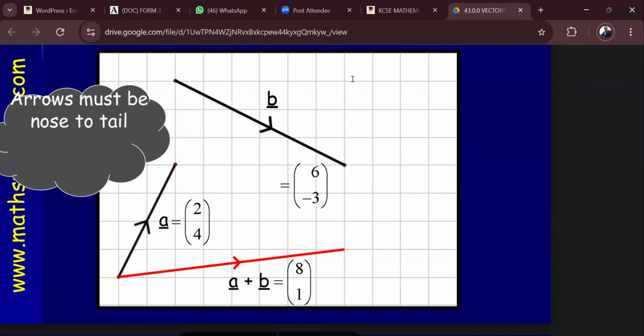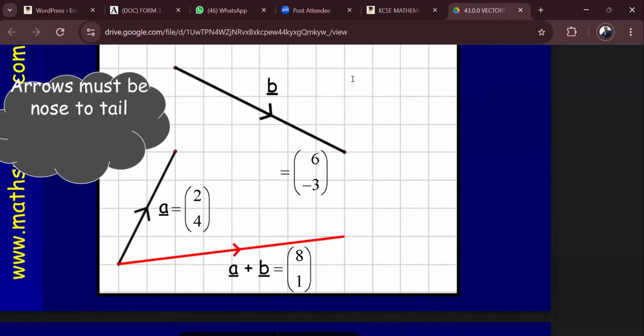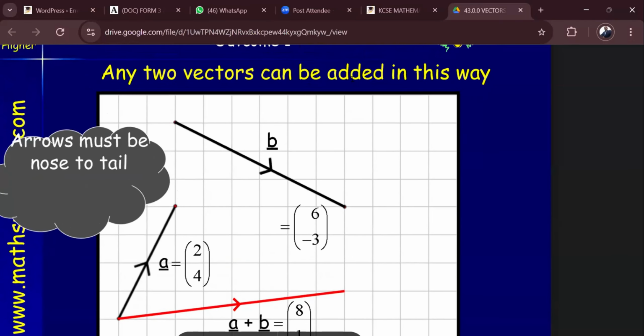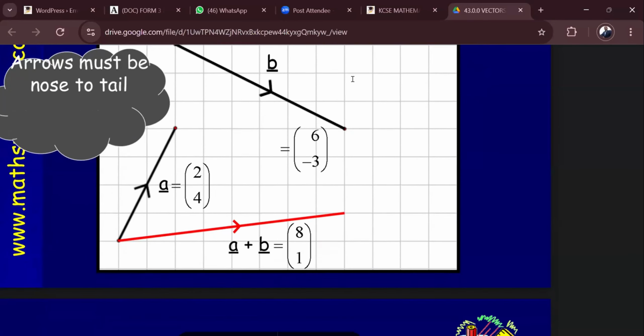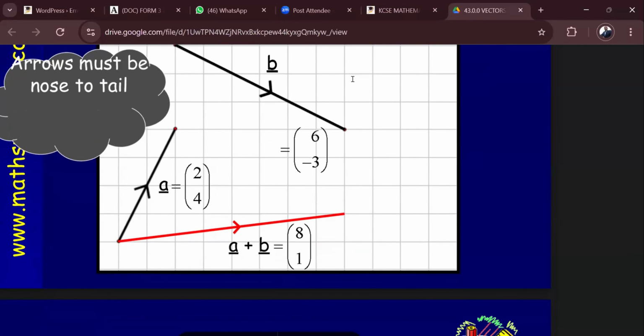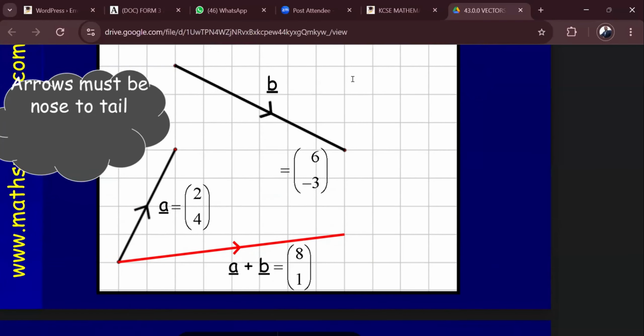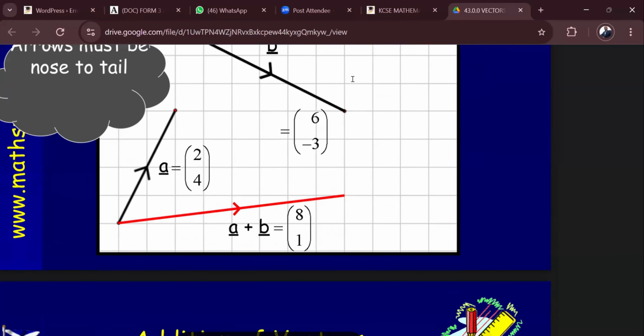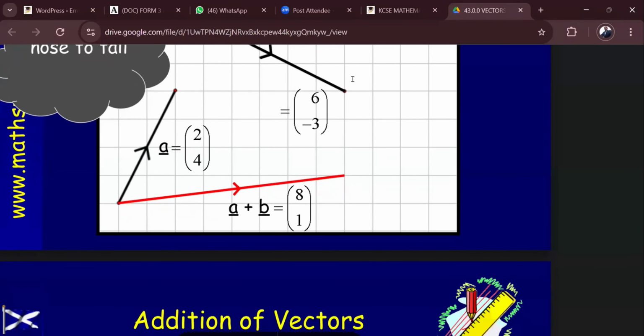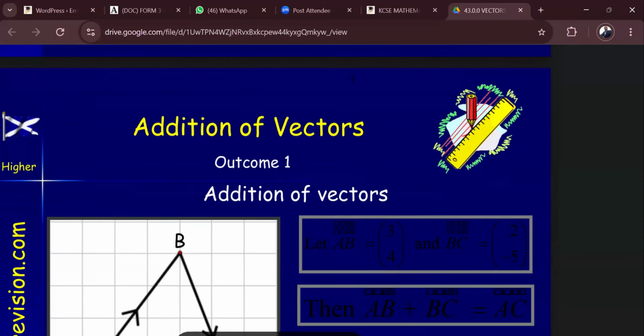Adding vectors. Any two vectors can be added like this. A is 2, 4, and B is 6, 3. When you're adding the vectors, you add them directly: 2 goes with 6 to give 8, and 4 goes with -3 to give 1. So X goes with X, and Y goes with Y. So vector A plus vector B should give you 8, 1. That is how we add vectors.